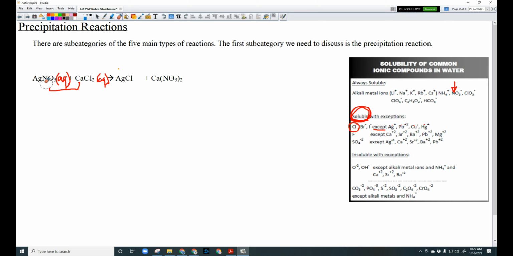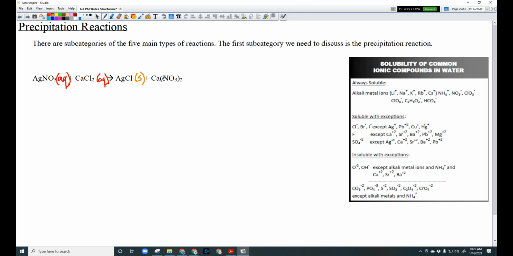All right, so we need to look and see if this is a precipitation reaction. So we're going to do this whole thing over again. Silver chloride. All right, so remember, chlorine is soluble unless, except when it's bonded to silver. So there we see silver. So that's going to be a precipitate. So when we mix these two things together, that silver chloride is going to form a solid. So I'm going to put an S there, right?